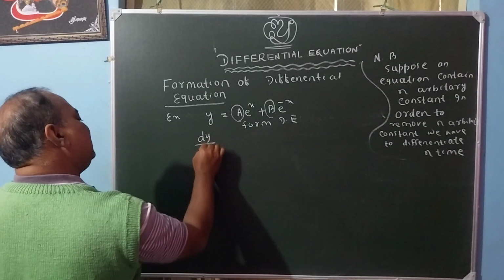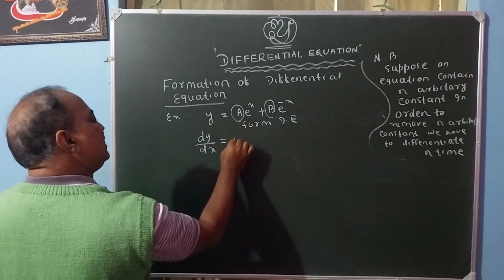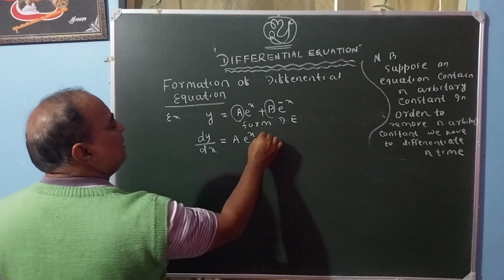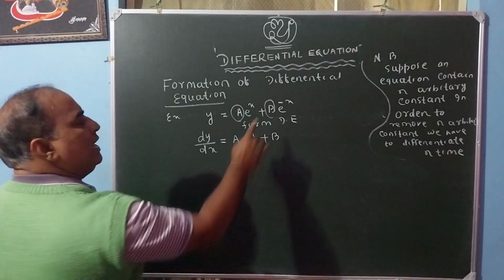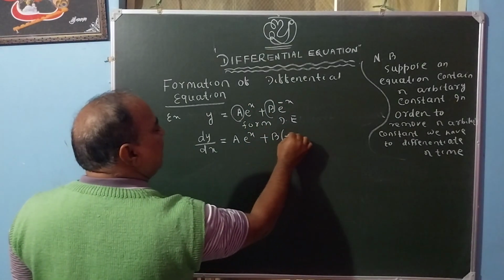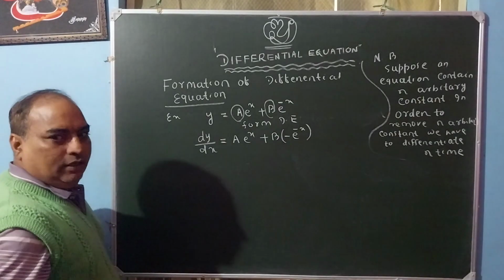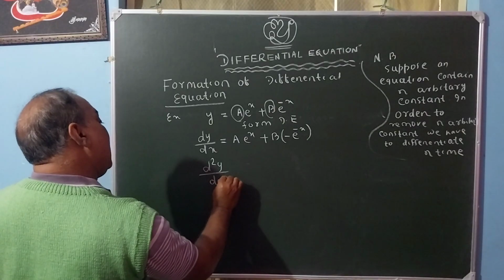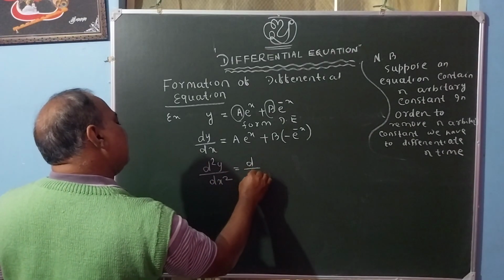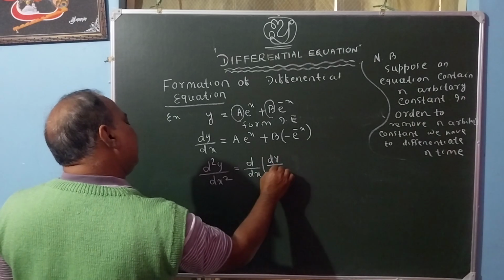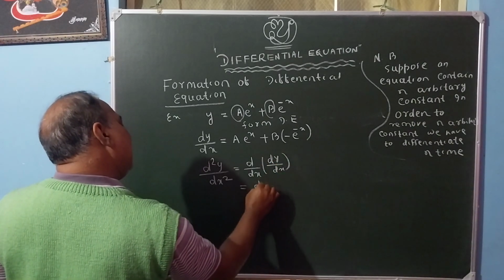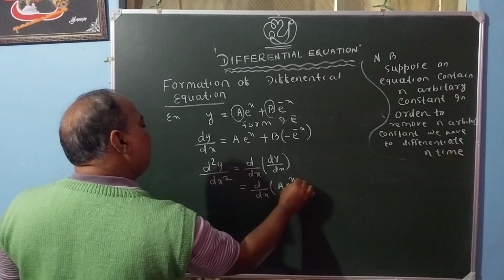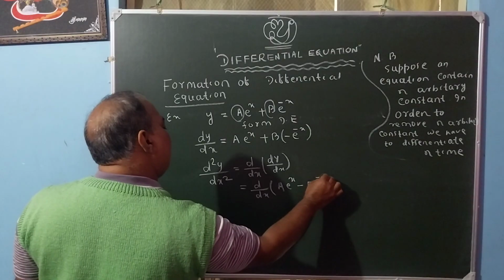So dy/dx is equal to a, a constant that will be coming outside, derivative of e to the power x is e to the power x; b is a constant that will be coming outside, derivative of e to the power minus x is minus e to the power minus x. So next d square y/dx square, that is d/dx of dy/dx. This is the definition. So this can be written as d/dx of a e to the power x minus b e to the power minus x.